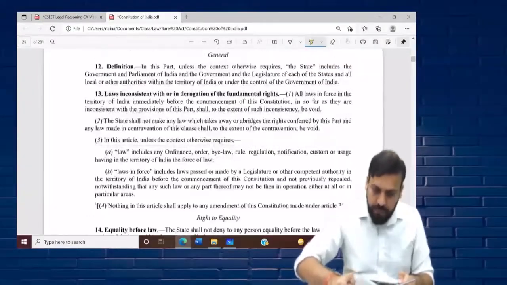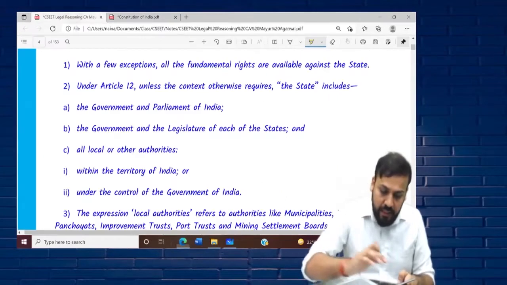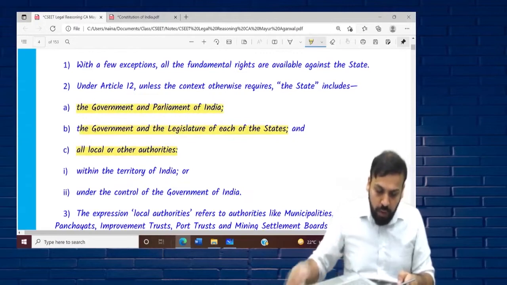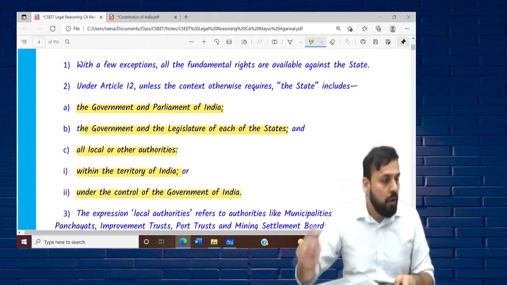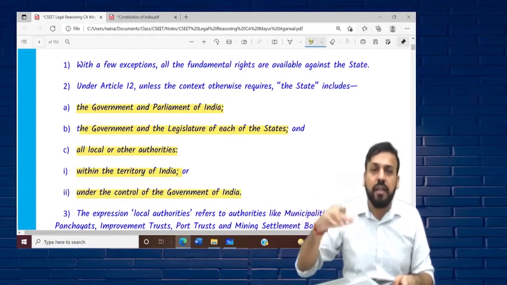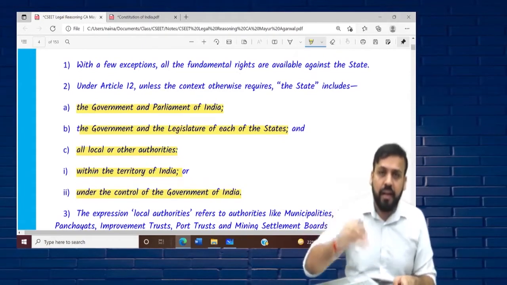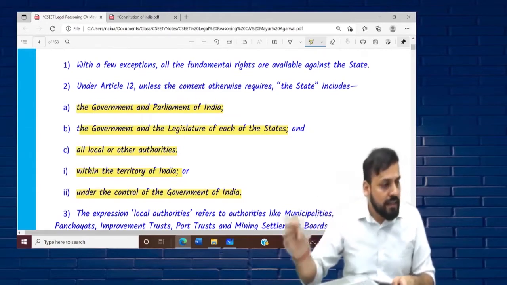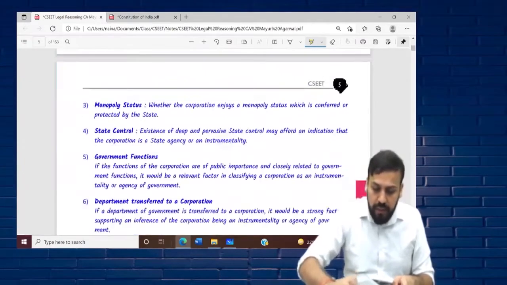See this definition. Whenever they are telling the state should, what do you mean by state? State means the Government of India, the state governments, local bodies, and authorities within the territory of India, and those who are under the control of the government. All these things, like the central government, state governments, local bodies, and all the entities under the control of the government, like a government company, will also be called state. Again, I am repeating, as per Article 12, the Government of India, the government and legislative assemblies, local bodies, and those under the control of the government will be considered state.